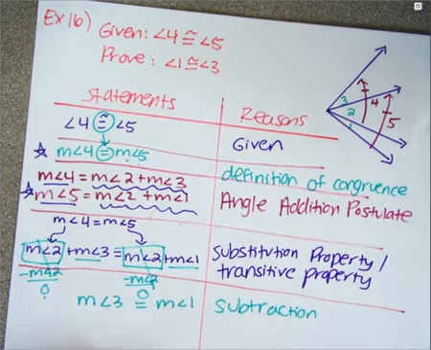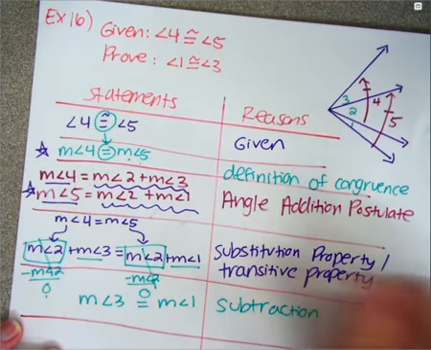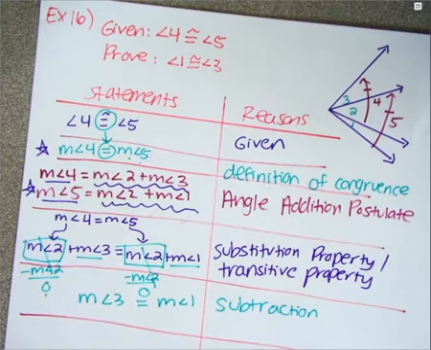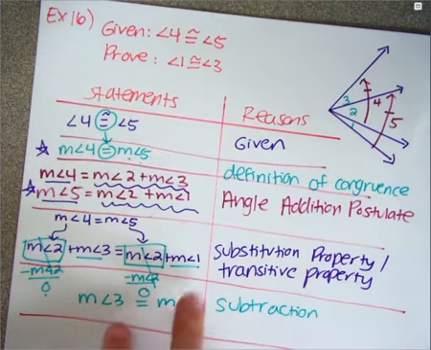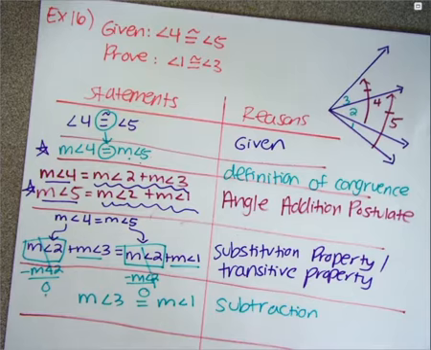Subtraction. Okay, you guys, so we're getting really close. I'm trying to show that 1 and 3 are congruent. Right now I have that 3 and 1, that their measures are equal.